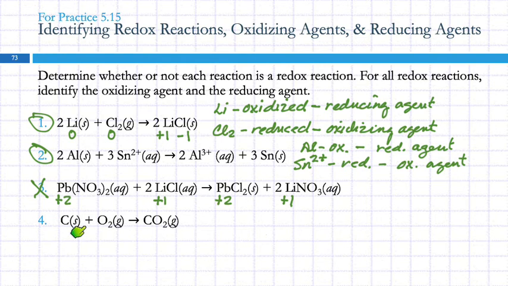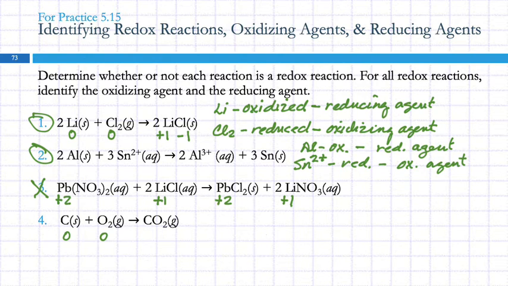And then this one, carbon and oxygen making CO2. Well, we could say that's a combustion reaction, that's a redox reaction, right? We can also look at it this way: we've got two nonmetals reacting with each other. This is probably going to be a redox reaction. Let's check their oxidation states. Again, we're starting with elements, so they're both 0.